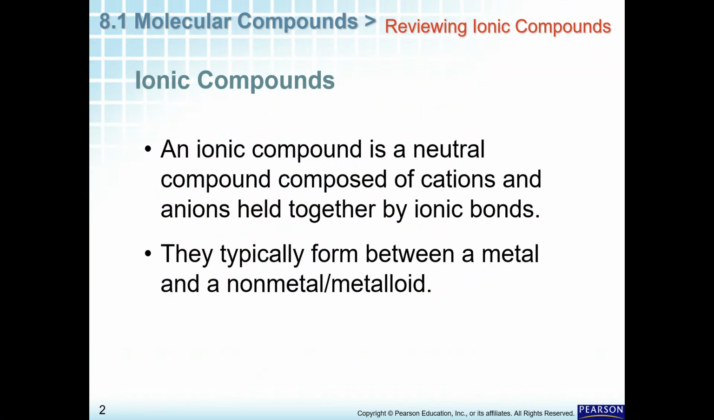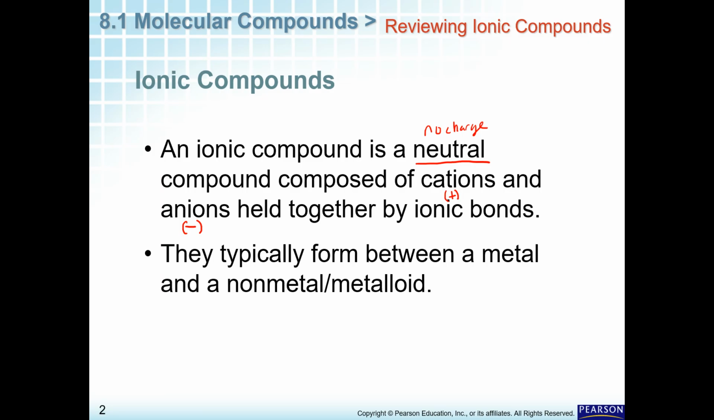So an ionic compound is neutral. Again, neutral just means that they have no charge. And it's composed of two things. We have cations, which we talked about were positively charged metal ions. And then we have anions, which are negatively charged nonmetals. These are held together by something we called ionic bonds.